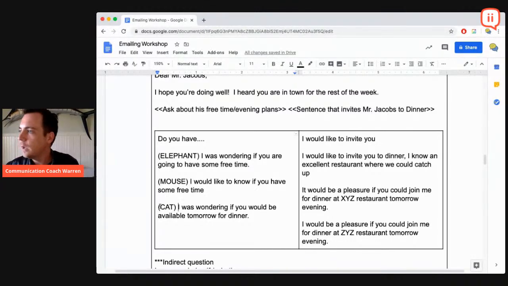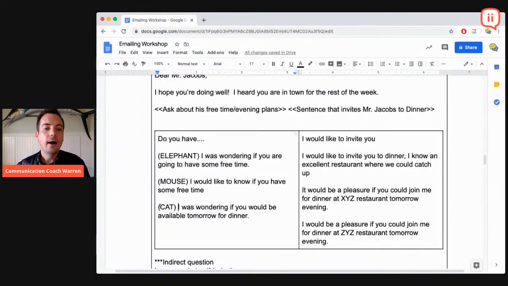So I see we have a lot of different votes: elephant, cat, and mouse. Monica is writing that cat is a bit of a mix between formal and informal. Exactly. So let's see. I'm going to vote also. Let's read these three again before I vote. "I was wondering if you are going to have some free time." "I would like to know if you have some free time." And cat, "I was wondering if you would be available tomorrow for dinner." So I am going to vote for mouse.